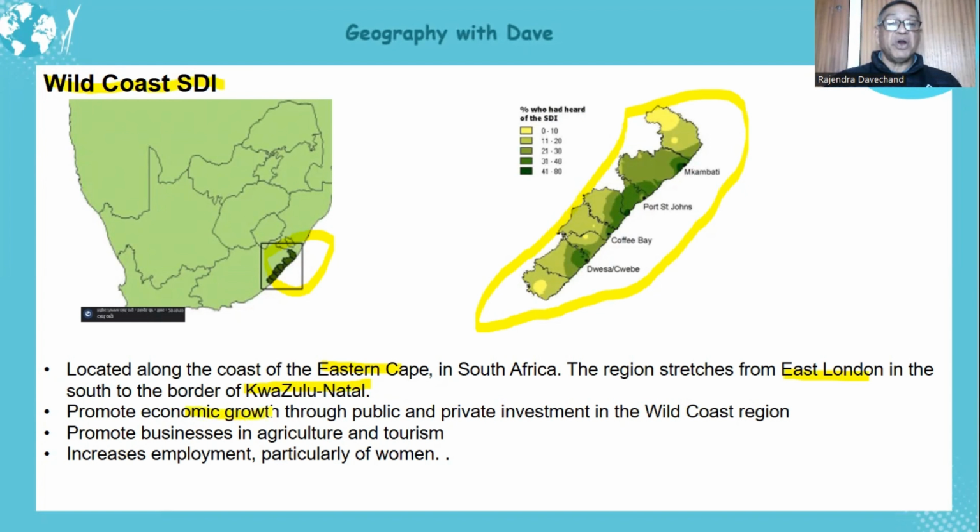It promotes economic growth through public and private investment. All right, it wants investment from the public and also from the private sector. Its focus is on the Wild Coast region, a very beautiful region, learners, with the scenery, etc. The main ones here that it promotes for businesses are agriculture and tourism, especially ecotourism, which I'll talk about just now.